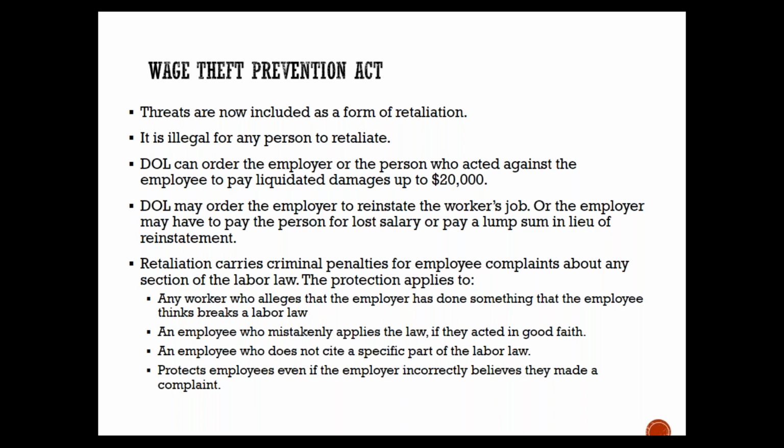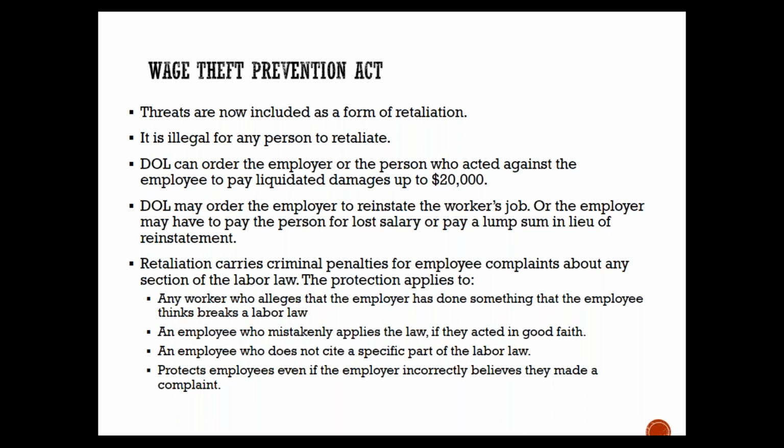The DOL, Department of Labor, can order the employer or person who acted against the employee to pay up to $20,000 in liquidated damages. So if you were a colleague and you said, oh, I wouldn't do that, or they could fire you, you can now be liable for $20,000 in damages on your own. If the person was let go, the DOL can order you to reinstate that person's job, or in lieu of reinstatement, pay the person for the lost salary, or pay a lump sum back to them for what they lost during that time period.